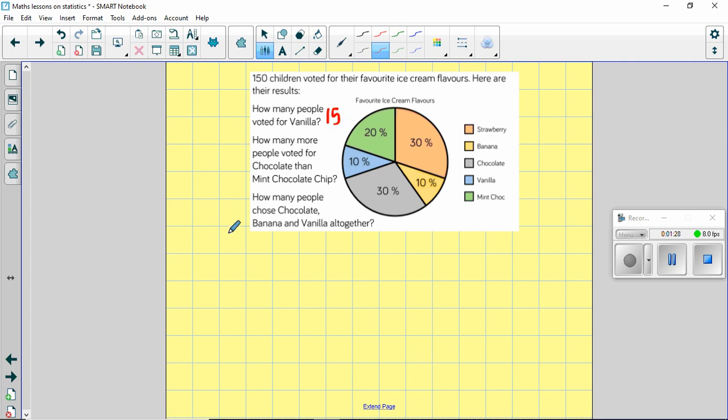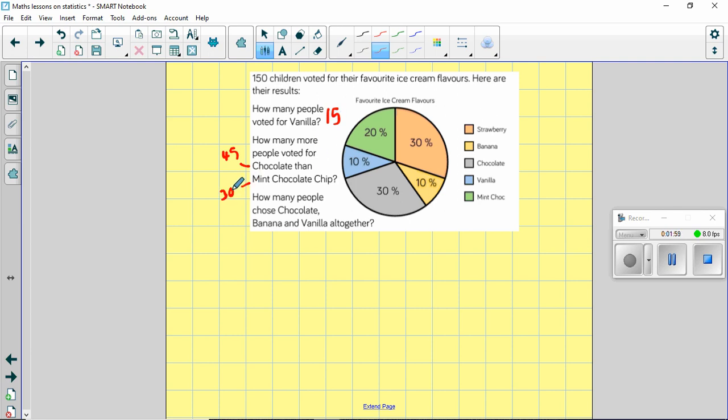The next one, how many more people voted for chocolate than mint chocolate chip? So let's have a look at chocolate. That is purple, or purpley grey. So if 10% is 15, we want 3 lots of that to get 30%. So chocolate, I'm going to make a little jot in there, is 45, because 15, 30, 45. And mint chocolate chip is the green, and that's 20%. So if 10% is 15, 20% is 30.